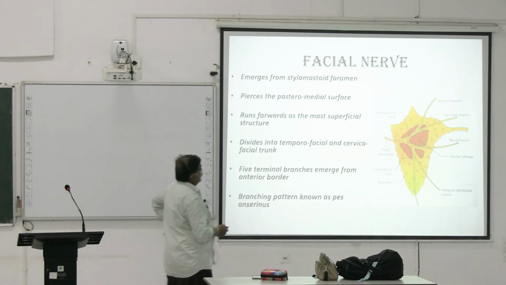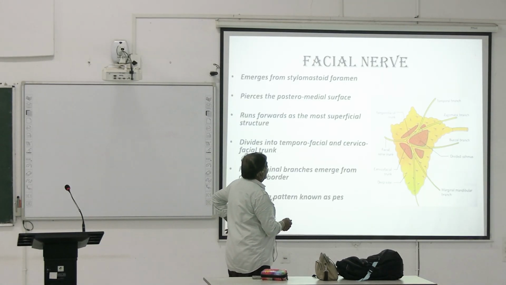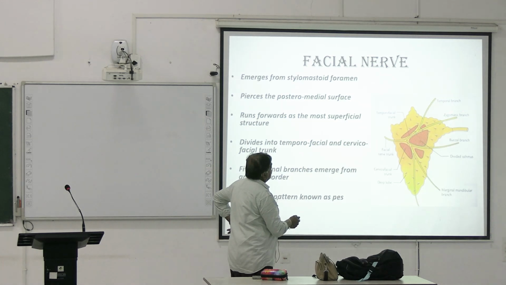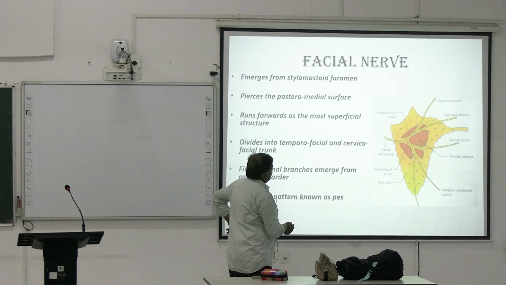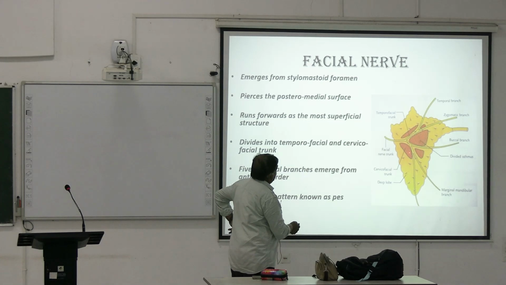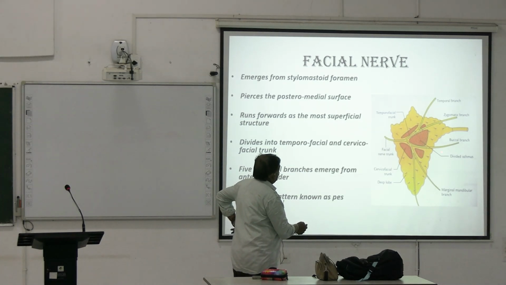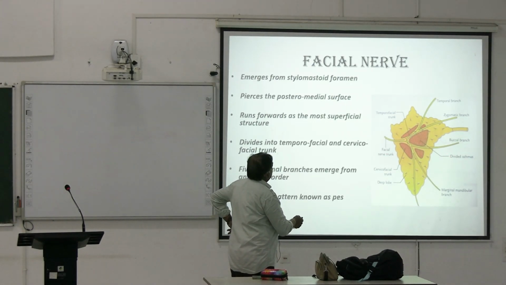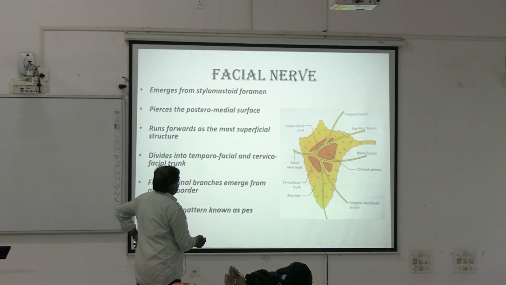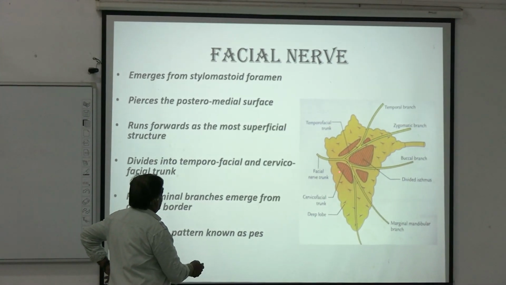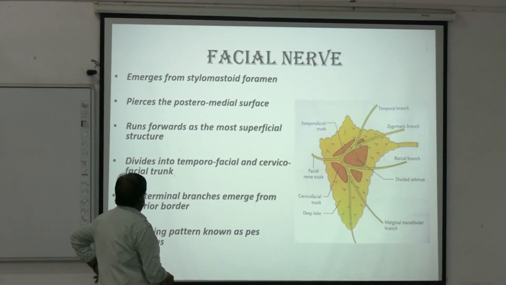Now, the facial nerve. This is the facial nerve trunk. This is the temporal branch, zygomatic branch, and over here the buccal branch, and this is the marginal mandibular branch, and this is the deep lobe. This is divided into the isthmus, facial trunk, and the temporofacial trunk, and temporal branch and the zygomatic branch. And this is the deep part of the lobe and the cervicofacial trunk.